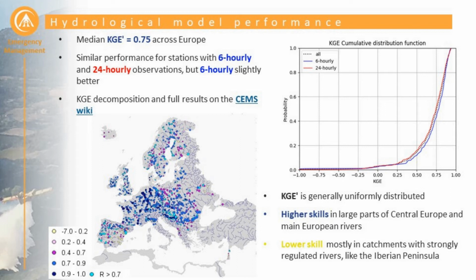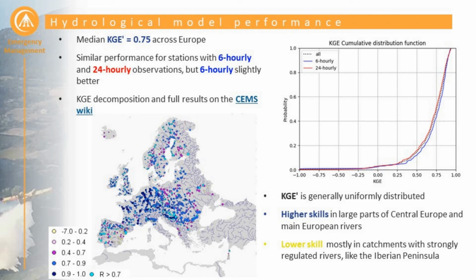That's on the graph to the right, the cumulative distribution function. That's for the main summary score, but you can see these types of plots for all the decomposition of the correlation, bias and variability in the documentation, the wiki. For anybody who's interested in exploring them more, please go there and have a look.